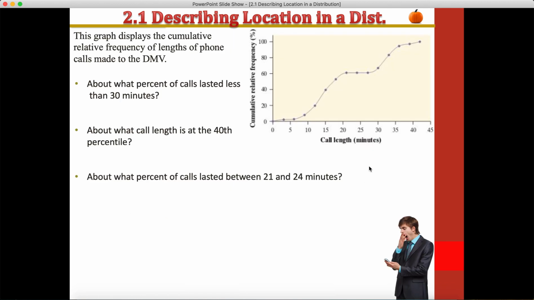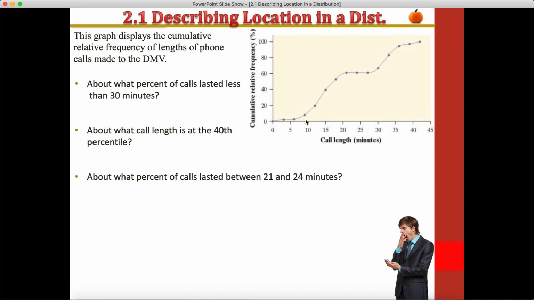Just to make sure this is sinking in and we understand what kind of graph we're looking at, I would suggest you pause the video and try to answer these 3 questions, but for the sake of time, I will carry on. This graph displays the cumulative relative frequency of lengths of phone calls made to the DMV. Probably a lot longer than these days. But back when this was made, about what percent of calls lasted less than 30 minutes?